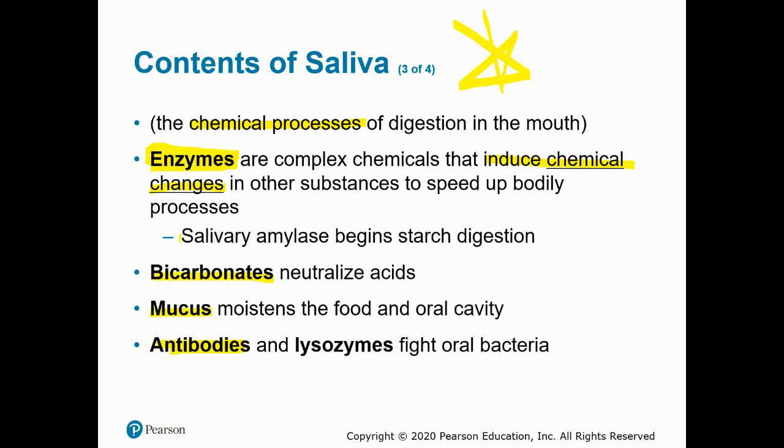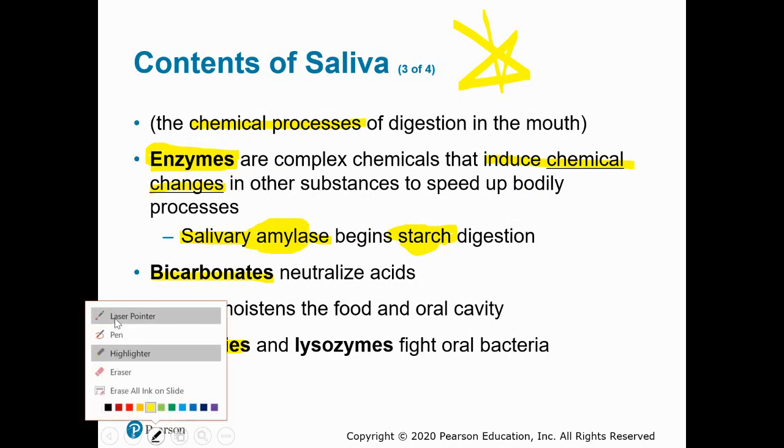So we have salivary enzymes that help to break down some of our food, specifically starches. So we have a type of salivary enzyme called salivary amylase that acts specifically on starch. Okay, we'll come to learn this term amyl is actually referring to carbohydrate.